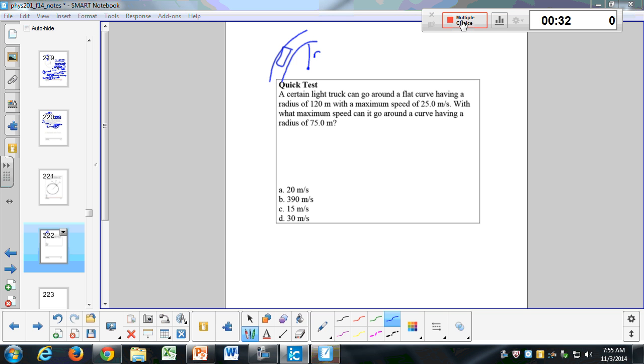It can go safely at a speed of 25 meters per second if it has a radius of 120 meters. And so I want to know what safe speed it can go if I give it a bigger radius, right?